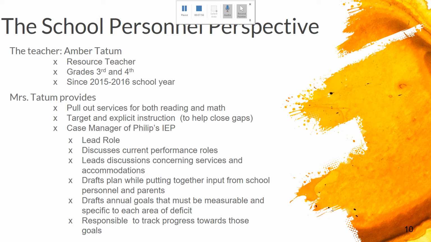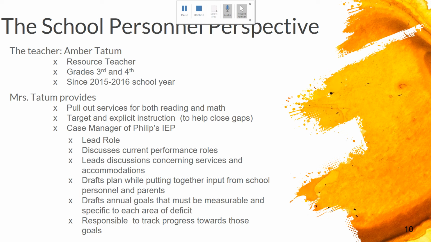Specifically for Philip, she is the case manager. She plays a lead role in all of his IEP meetings. She discusses current performance levels and then also leads discussions concerning services and accommodations for Philip. She is also in charge of drafting plans while putting together input from both the school personnel and parents. And I think that would actually be very difficult to do, to put all these ideas together and then put it all into one document that says it all.